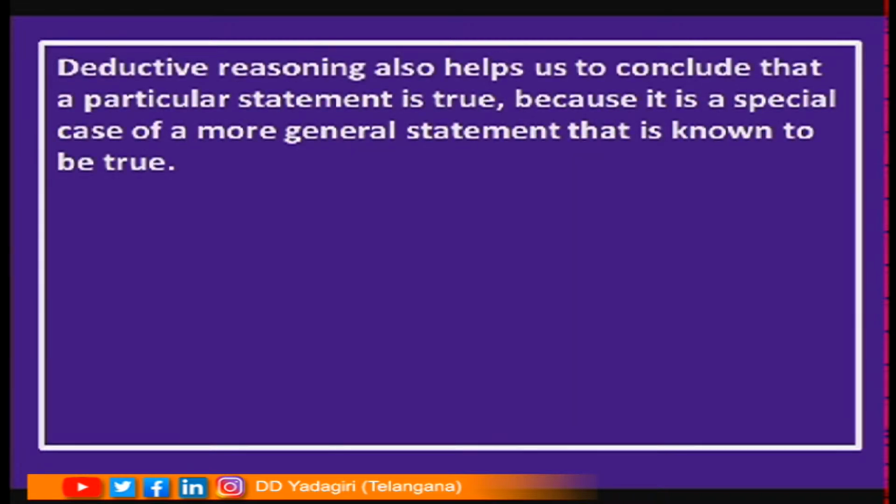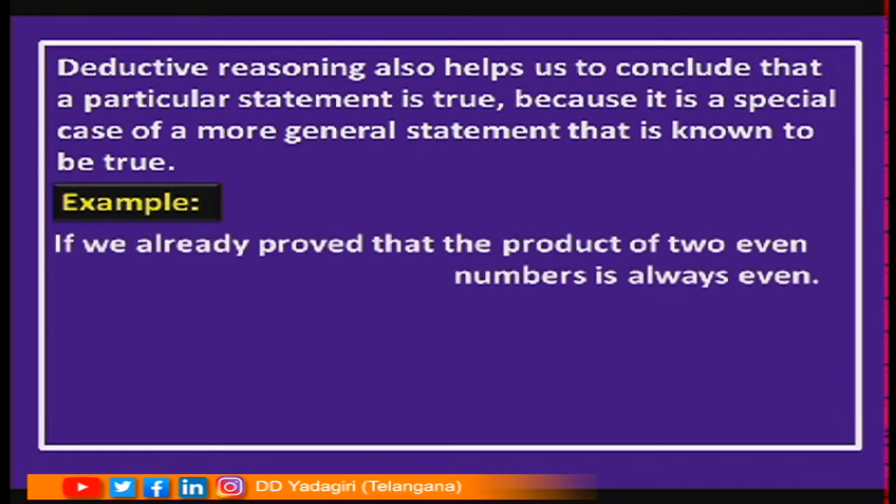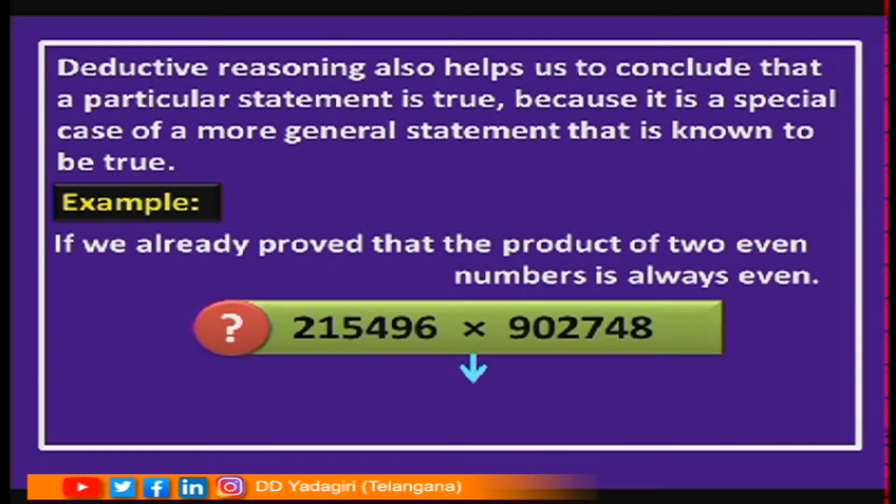Deductive reasoning also helps us to conclude that a particular statement is true because it is a special case of a more general statement that is known to be true. So, let us understand this with an example, children. If we have already proved that the product of 2 even numbers is always an even number, now what about this number, children? That is the product of these 2 numbers shown on your screen. Yes, the product is also an even number.